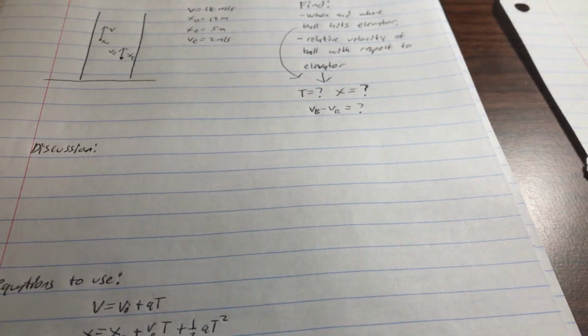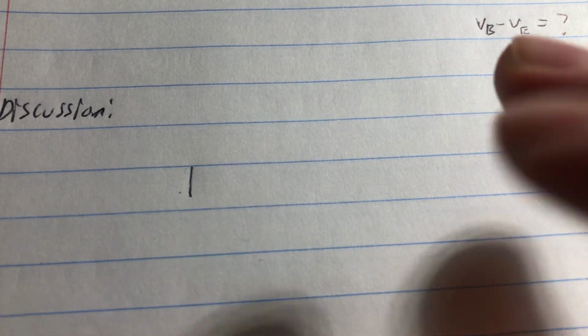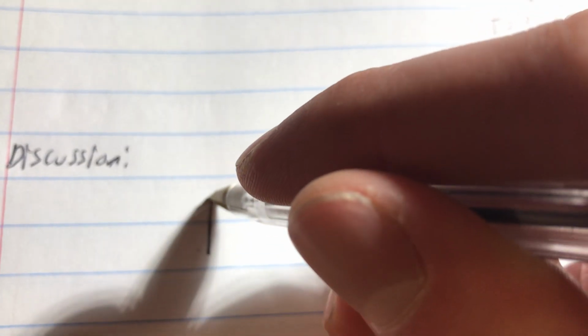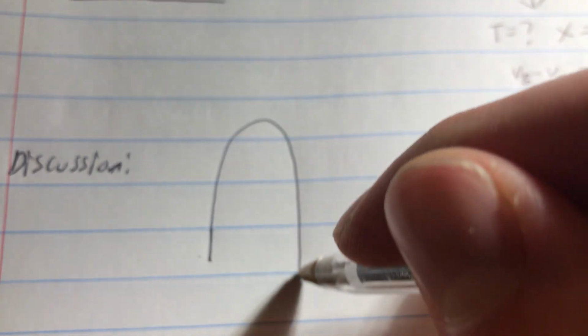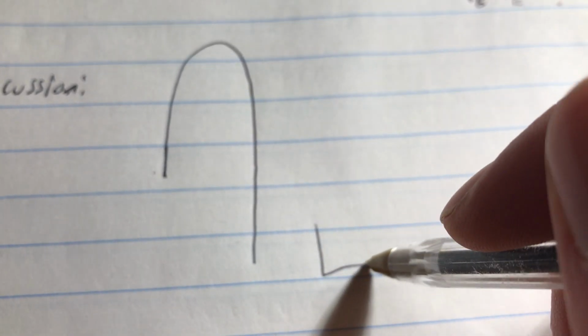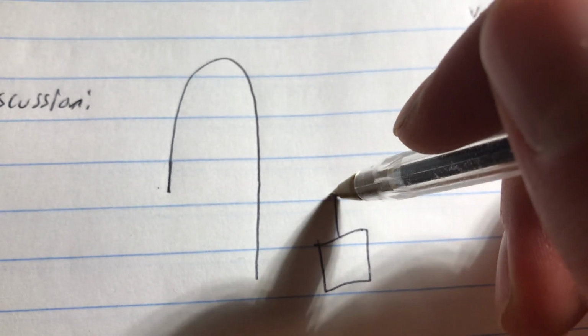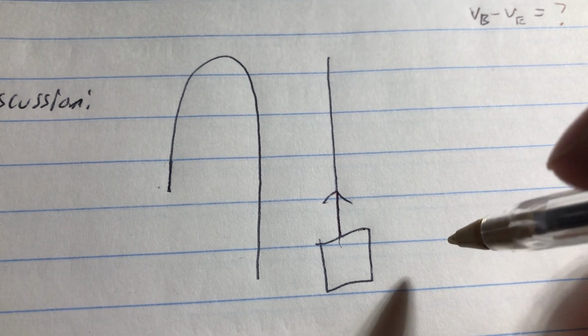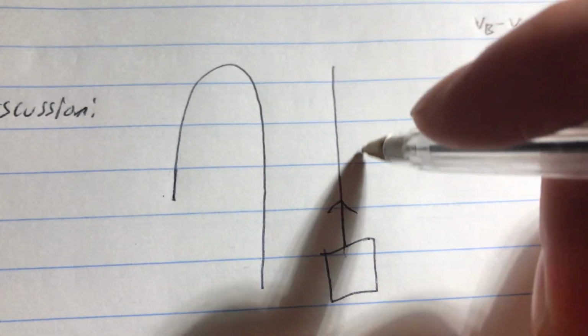Okay, so let's talk about what this kind of means. Let's draw the path of a normal ball, no elevator. A normal ball thrown up would go like this, and then back down. Now let's put an elevator in there. An elevator is coming up like this, and it'll continue to go up. So it's asking at what point on these two paths do they intersect?